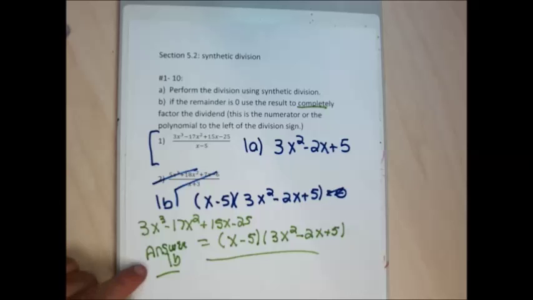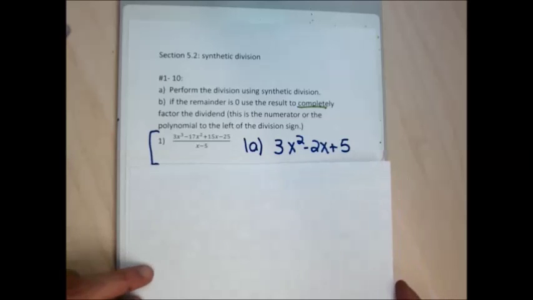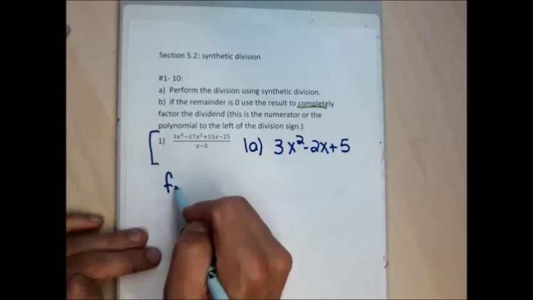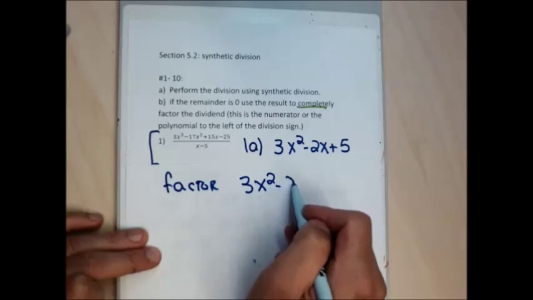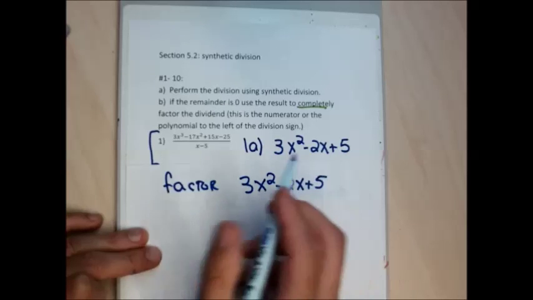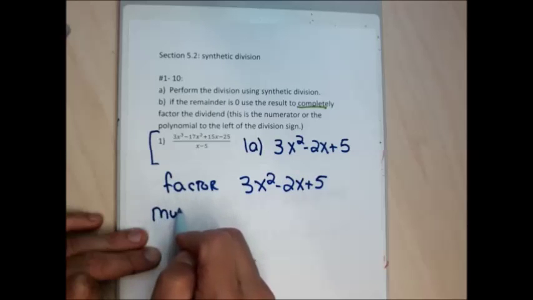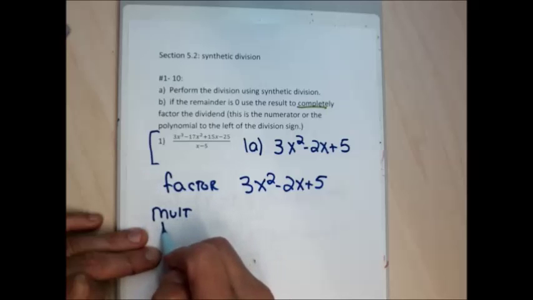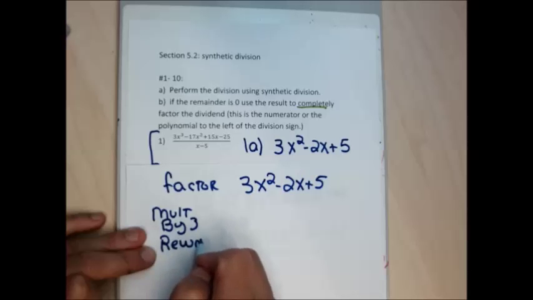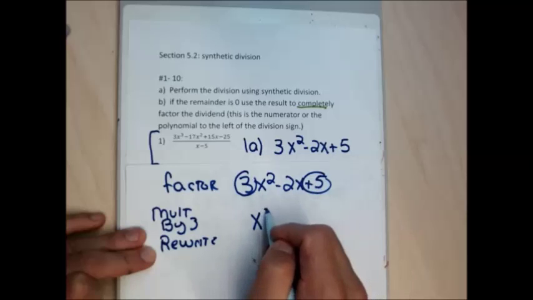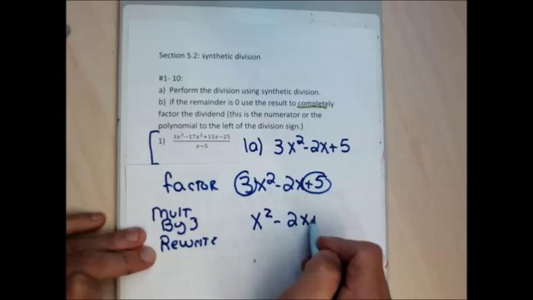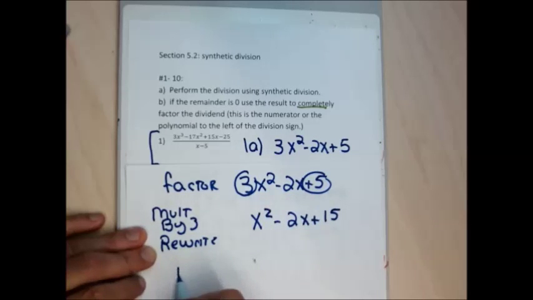But before I say this is my answer to part B, I'm going to attempt to factor 3x squared minus 2x plus 5, and I'm going to do that using bottoms up. I'm going to bottoms up factor. The first step would be to multiply by 3 and rewrite. So I'm going to multiply that 3 and that 5 together and change this to x squared minus 2x plus 15. The second step is where I'm going to find out if this is prime.